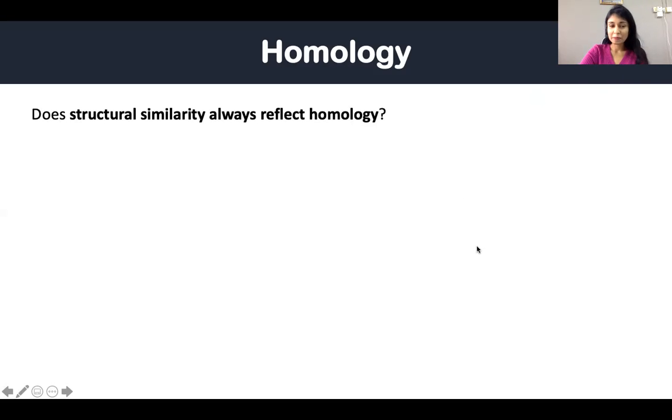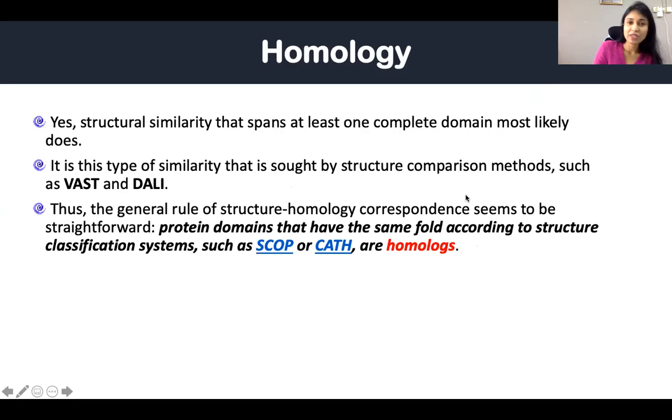Okay, so let's see the answer. So you understand the question, right? So every time you see structure similarity, that means the phenotype looks the same. Does it always reflect homology? Okay, so the answer is yes, especially when it comes to proteins. Usually, if you have a similar structure that spans at least one complete functional domain, most likely it does. Okay, so this is what we actually use to do structure comparison, to study proteins using structure comparison methods.